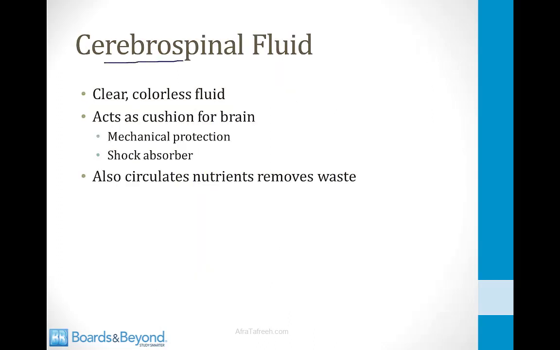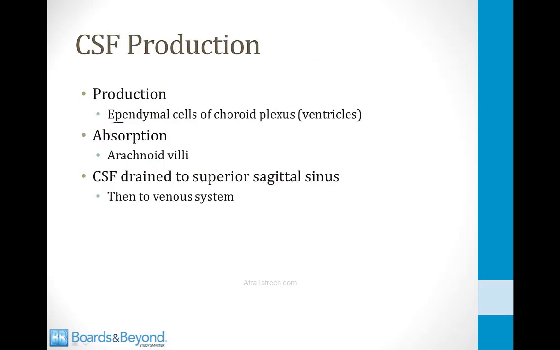So let's talk about cerebrospinal fluid. This is clear, colorless fluid, and it acts as a cushion for the brain. It gives it mechanical protection, it's a shock absorber, it also circulates some nutrients and flushes out waste from the CNS. CSF is produced by cells called ependymal cells of the choroid plexus. There are four choroid plexuses in the ventricles, one in each ventricle, and these are what make the fluid that is the CSF.